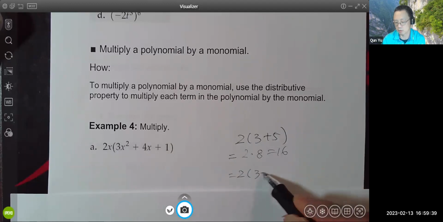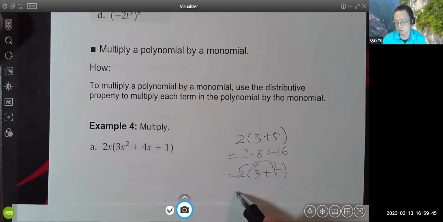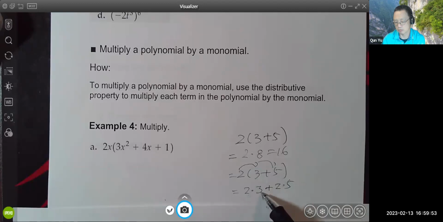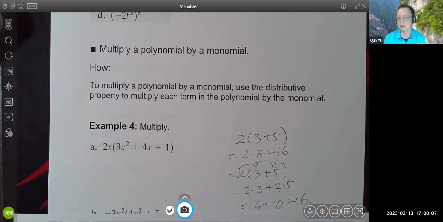Instead, we do distribution. This is like monomial and polynomial. Multiply each one inside by 2. So we get 2 times 3 plus 2 times 5. And what do we get? 2 in front of 3, 2 in front of 5. We don't change this plus. So basically, we just insert 2 in front of each one by this distribution. What do we get? 6 plus 10. Do we get 16? Absolutely.